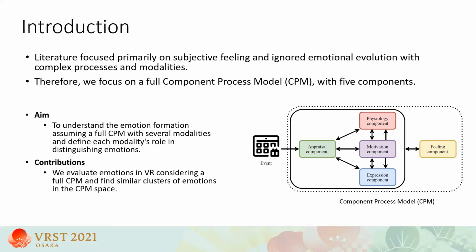The appraisal component cognitively evaluates an event, then the motivation defines action tendencies, physiology triggers bodily changes, expression triggers motor expressions, and the feeling reflects the ultimate emotional experience by distinct entities such as happiness and anger. CPM is a way to explain discrete and dimensional models with a series of cognitive evaluations at several levels.